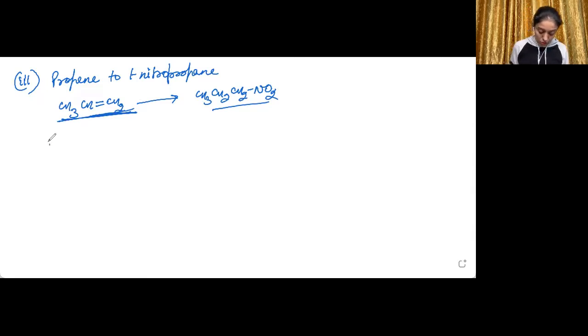Okay, so CH3CH double bond CH2 with HBr. Now we need to see whether we can go with Markovnikov's rule or anti-Markovnikov's rule. If we go with Markovnikov's rule, what will happen? Bromine will come on this position, but we do not need bromine at the second position. We need it at the first position. So we will go with the anti-Markovnikov's rule. So peroxide effect will be used here. Anti-Markovnikov's rule.